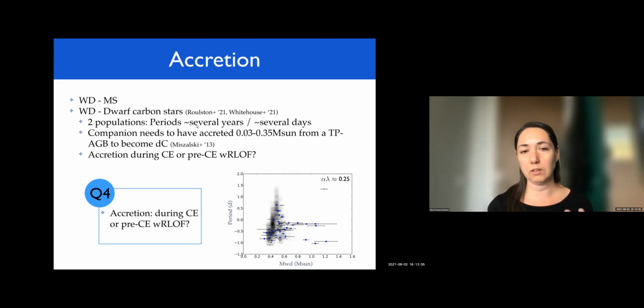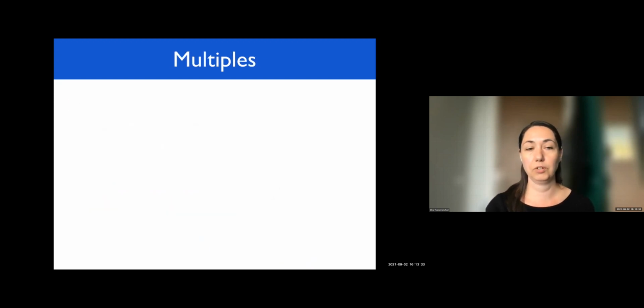So with Ben Rolston, we contemplated, does this mean that these sources can accrete during the common envelope phase, or are they accreting this matter before the common envelope phase? So in the process leading to the common envelope phase, possibly through a wind Roche lobe overflow scenario. So what can we learn about accretion during the common envelope phase? That is one of the other question points that I wrote down.